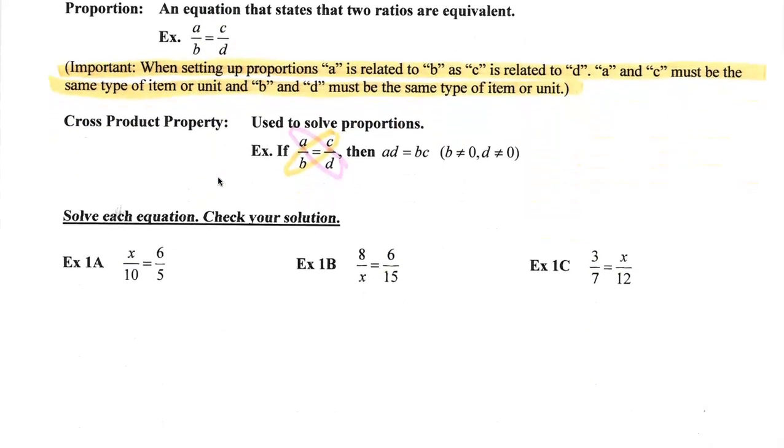So how do we solve a proportion? There's actually a couple ways. The most popular way is what's called the cross product property. The key thing here is that if you can do the cross product property, again, it's not the only way to do it. I'll show you another alternate way.